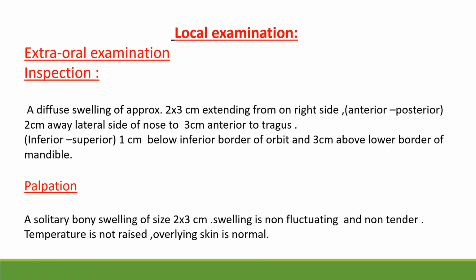On extraoral examination during inspection, a diffuse swelling of approximately 2 into 3 centimeter on the right side, extending from 2 centimeter lateral to the nose to 3 centimeter anterior to the tragus, and superiorly 1 centimeter below the inferior border of the orbit and 3 centimeter above the lower border of the mandible. On palpation, all inspectory findings were confirmed: a solitary bony swelling of size 2 into 3 centimeter, non-fluctuating, non-tender, temperature not raised, and overlying skin normal.